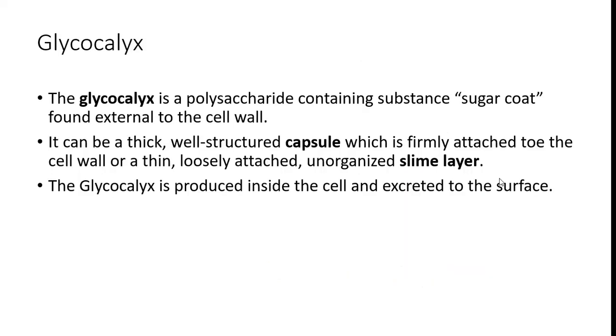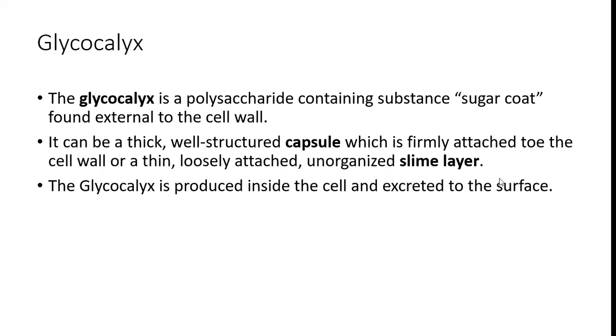Let's talk a little bit about that glycocalyx then. It is a glycocalyx because it has polysaccharides, which you may recall means sugar. So it's got a sugar coat, and this sugar coat is going to be found on the outside of the cell. It's made on the inside and then it's excreted and put to the outside.